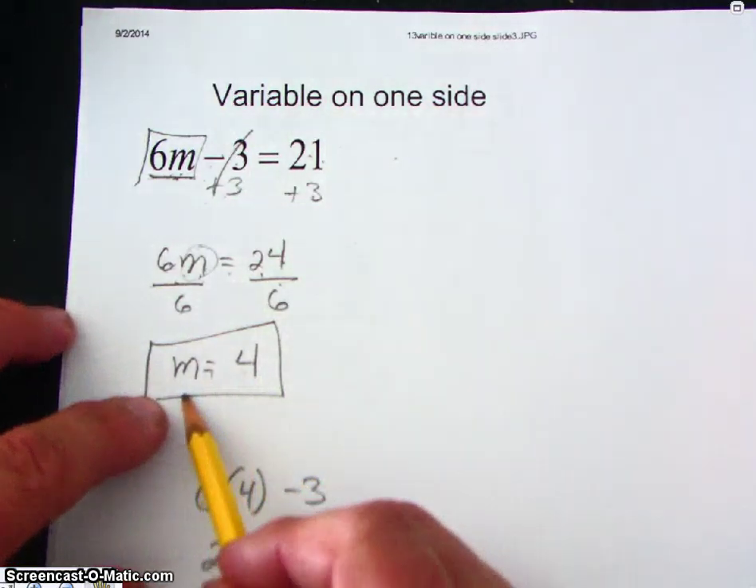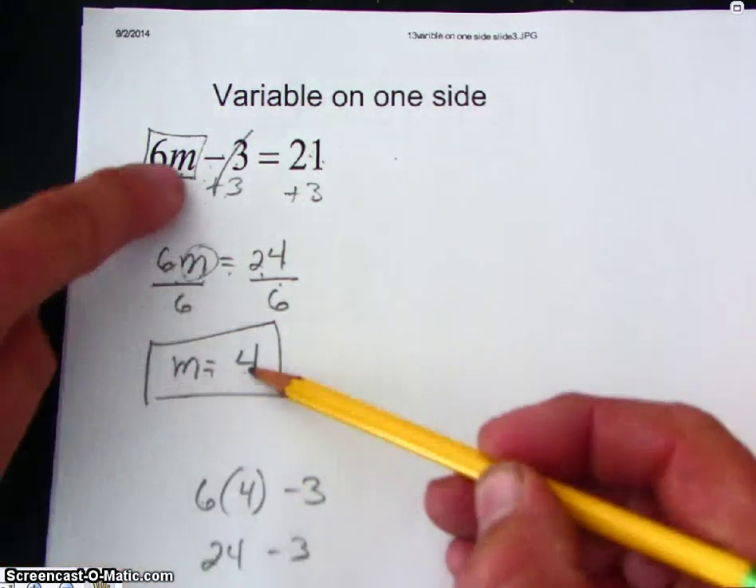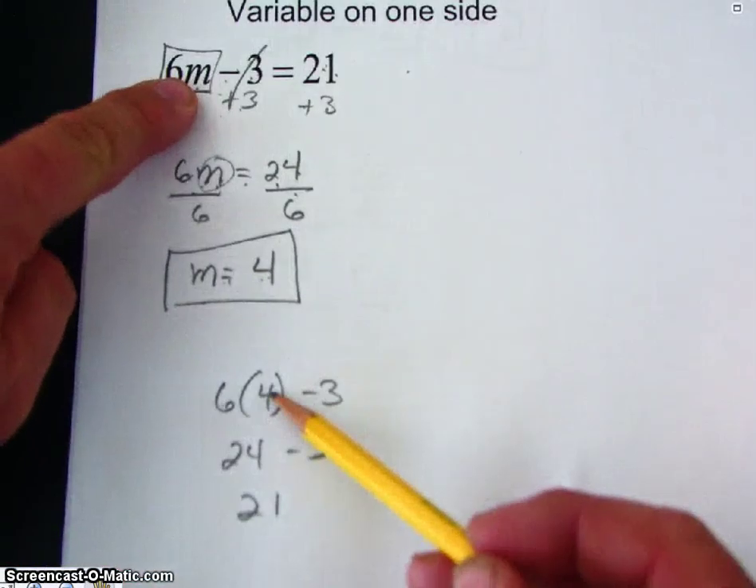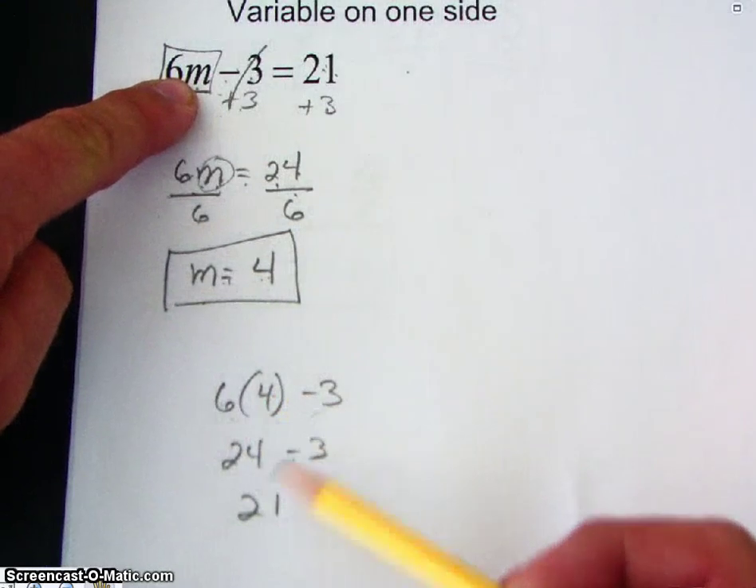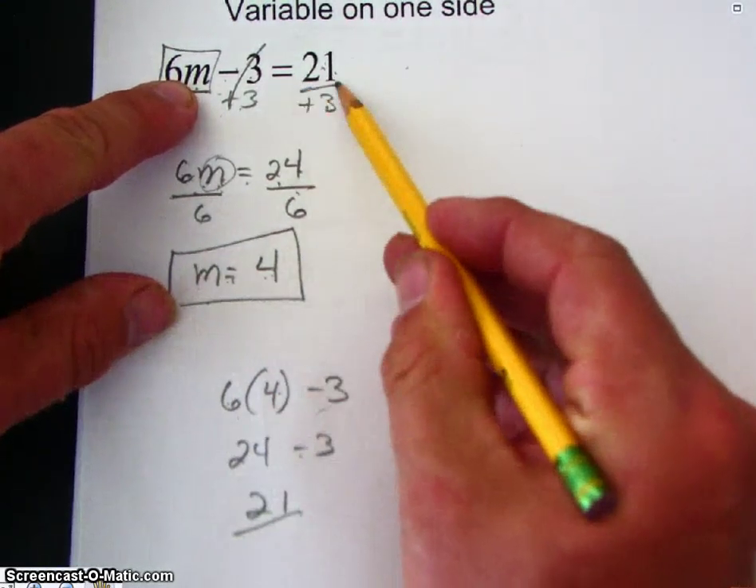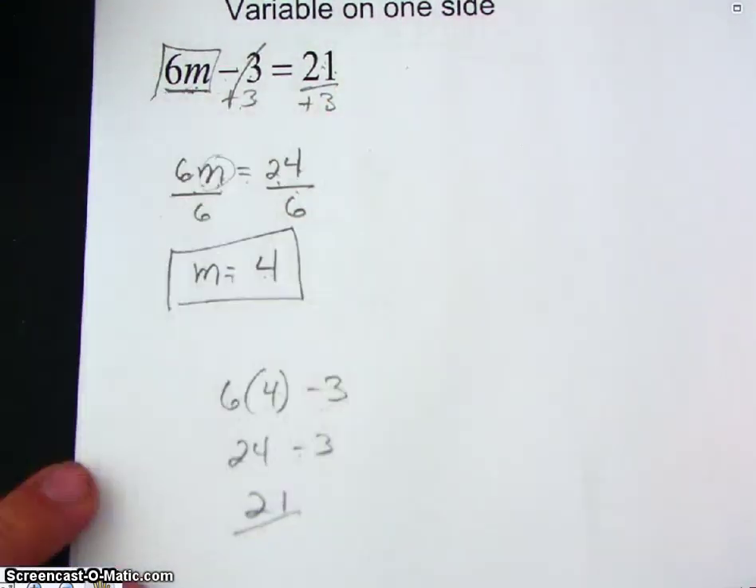This is my solution. So now if I take 4 and plug it in for m, which I did down here, and do order of operations, I should get 21, and which I do.